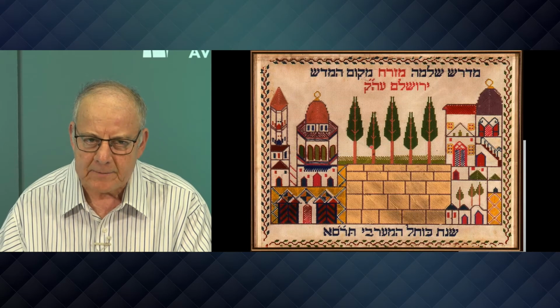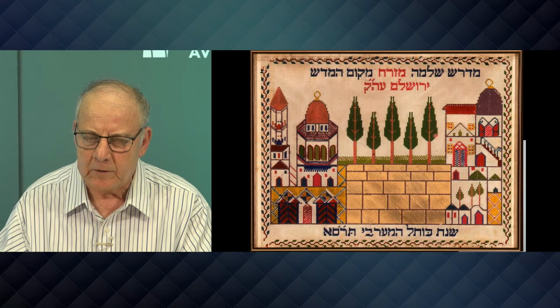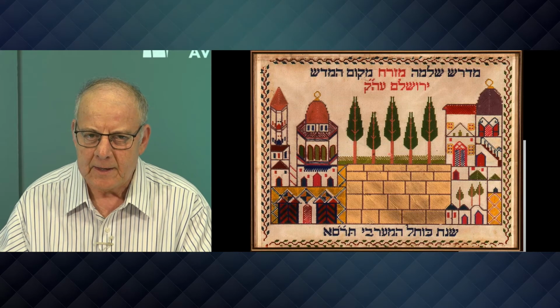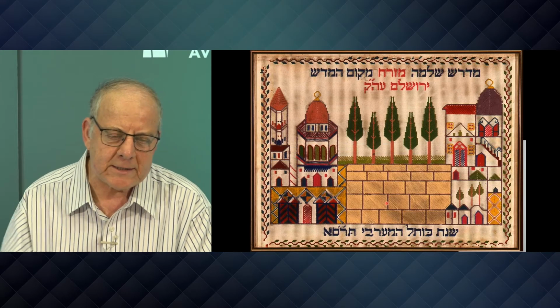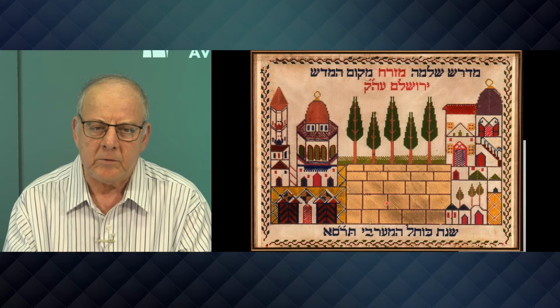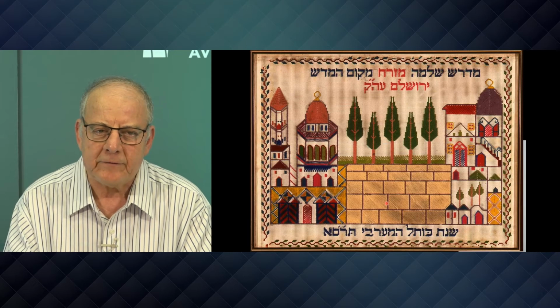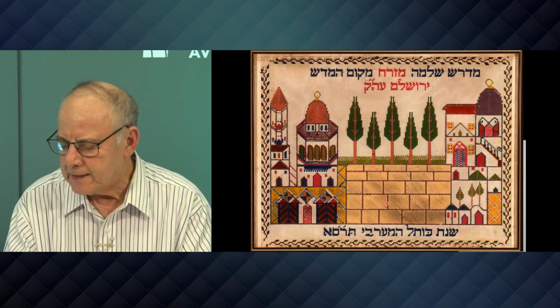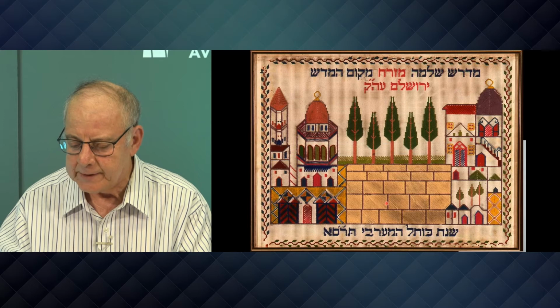The cypress trees, by the way, that you see are a symbol of the temple of Jerusalem. They are what they called in Hebrew Atzei Levanon, the cedars of Lebanon, from which King Solomon built his temple, and they were identified in the old Yishuv as the emblem of the temple in this way.